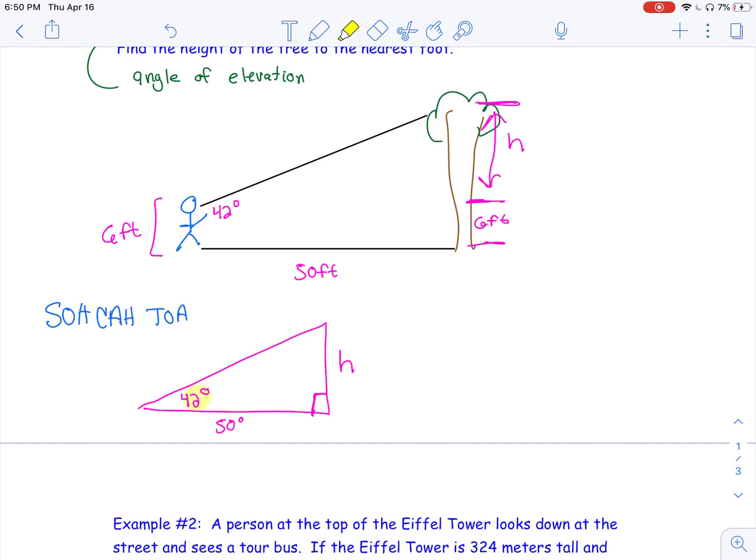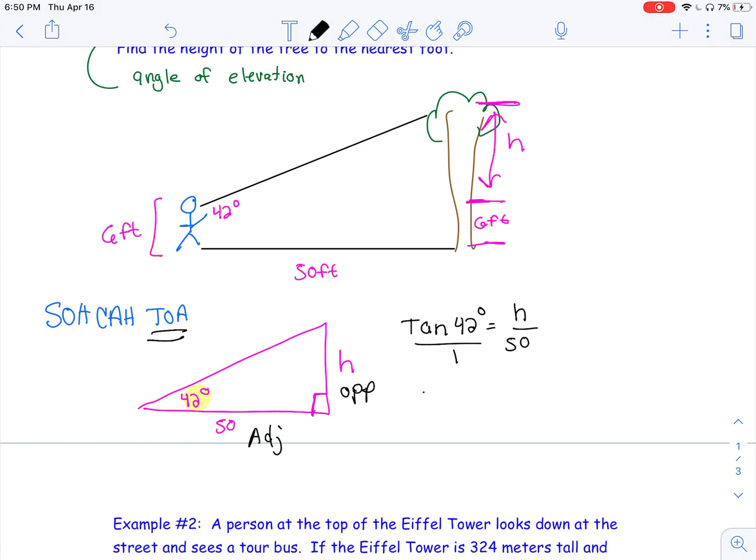This is the angle I have. Label my sides. This is adjacent. This is opposite. So which of the trig functions uses adjacent and opposite? That would be the tangent function. So I'm going to say tan of, sorry, this isn't 50 degrees. I don't know why I put that. Tan of 42 degrees is equal to opposite, which is 8, over 50.